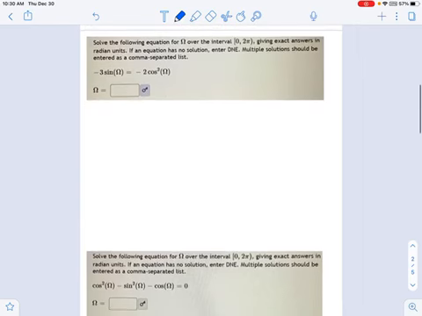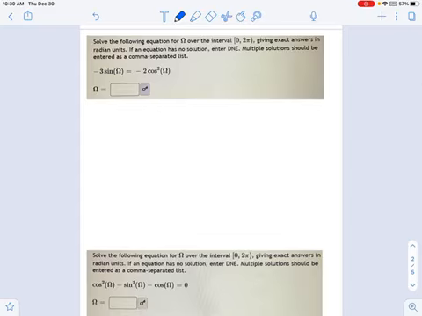So first example, solve the following equation. And you can see right away, this thing has different trig functions in it. We've got a cosine squared over here. We've got a sine over here. And there's no greatest common factor. There's no way to trinomial factor this thing. So now we're just going to go into trig identities.